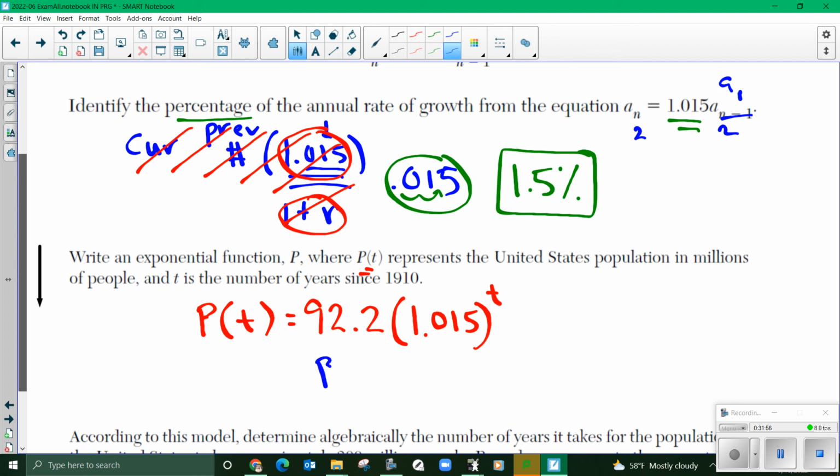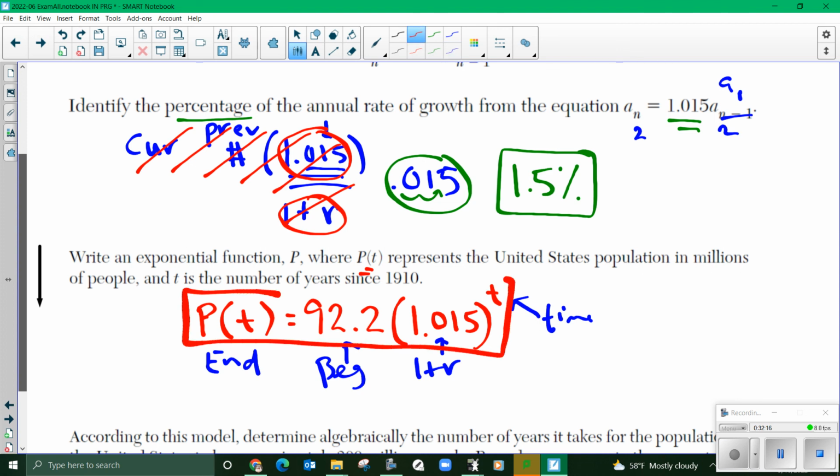Okay, this is your beginning amount. Beginning amount. This is 1 plus your rate. Okay, and this is your time, your exponent. And this is your ending or final amount. Okay, right like that. You don't need the blue writing for the answer. You only need the red writing. There you go.